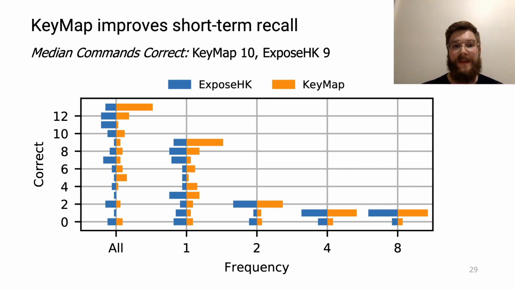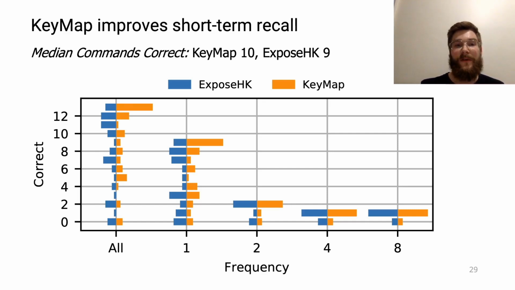This plot you see here is similar to a violin plot, but for discrete distributions. We can see the frequency across the bottom, where we have higher frequency commands, such as cut, copy, and paste, on the very far right, and we can see that there's no difference. The same number of users remembered the same number of commands whether they were in KeyMap or ExposeHK, which is they got most of them correct. And then as we get to lower frequency commands, we start to see a difference between KeyMap and ExposeHK. And this shows that KeyMap users are remembering low frequency commands more often than ExposeHK users are.